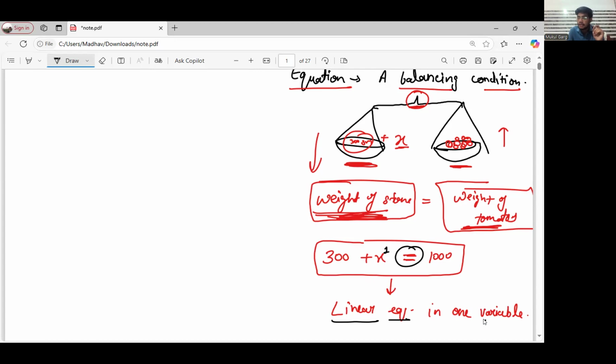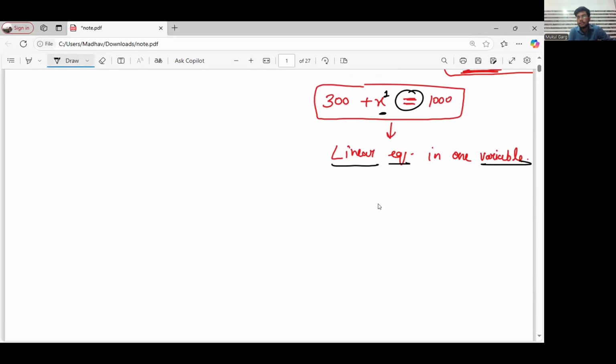If the degree of the equation is 1, then it is a linear equation. And why one variable? Because there is only one variable involved here, x. So that's why it is a linear equation in one variable. I hope this is clear to all of you. Now let's see how we can solve this equation. We have to solve this equation: 300 plus x equals 1000.